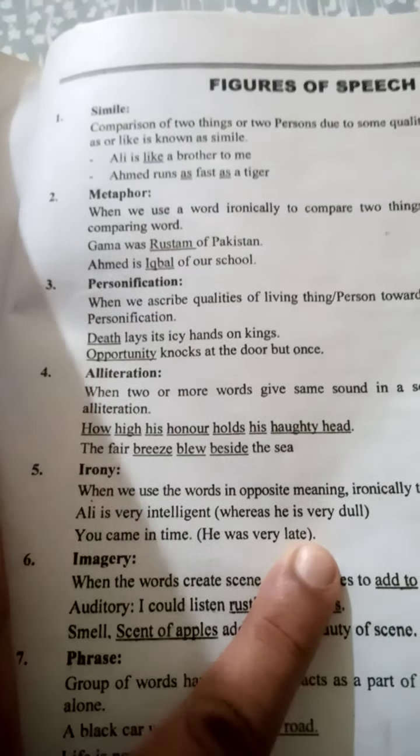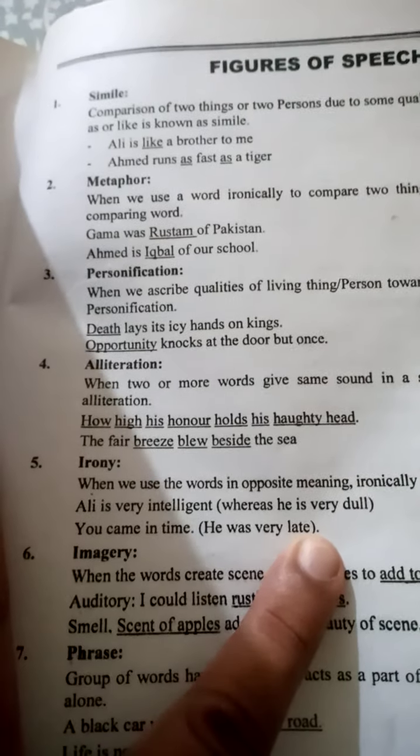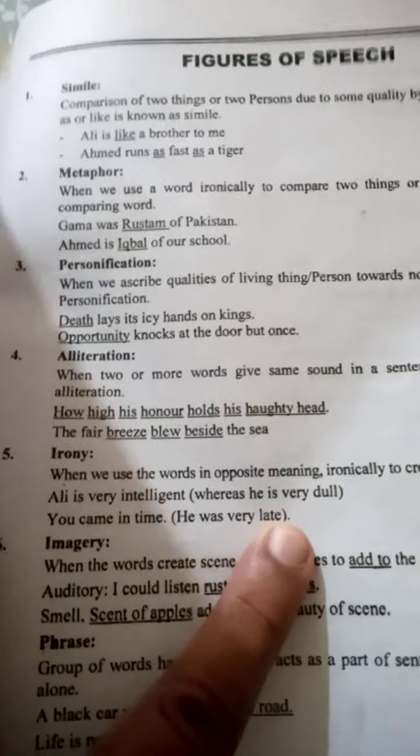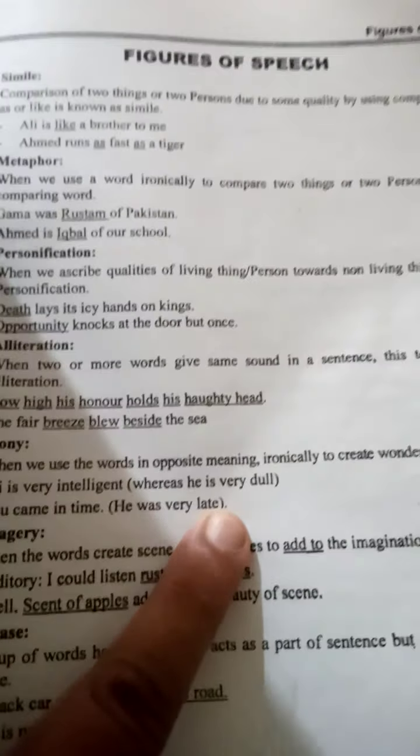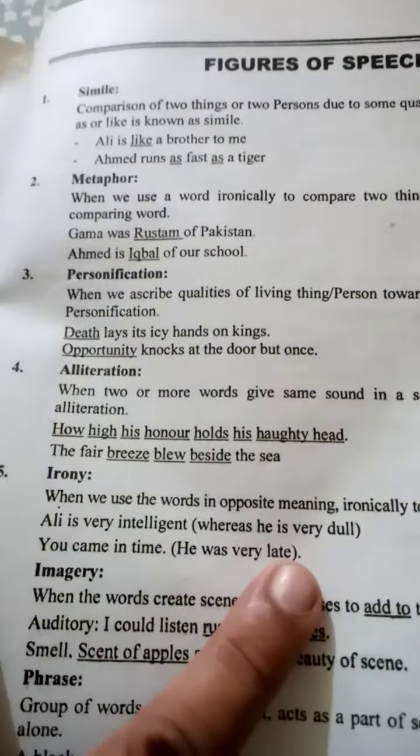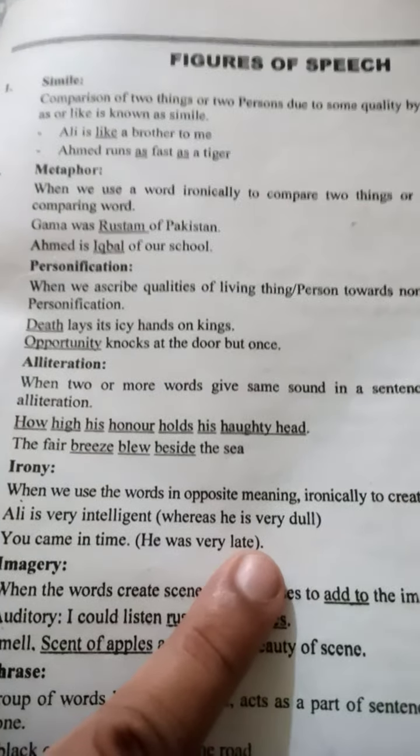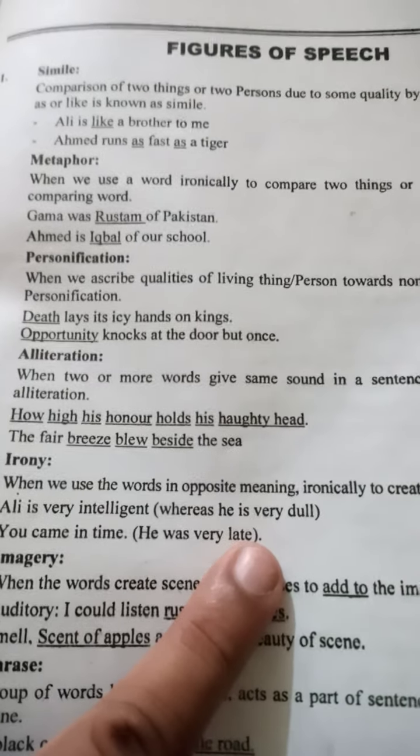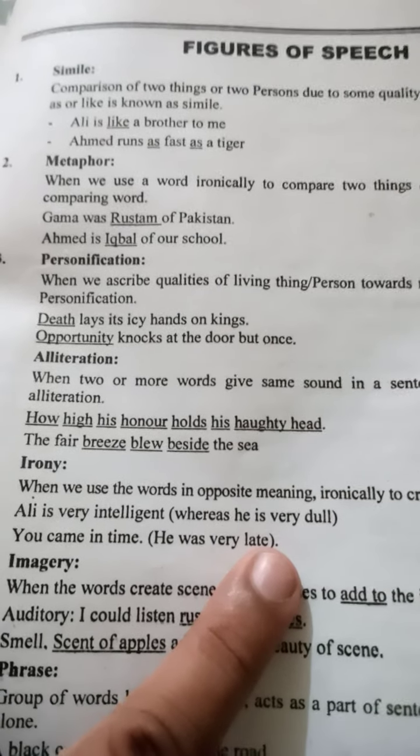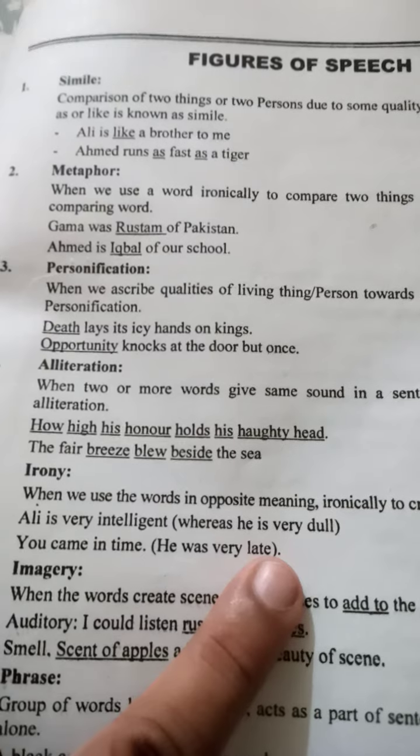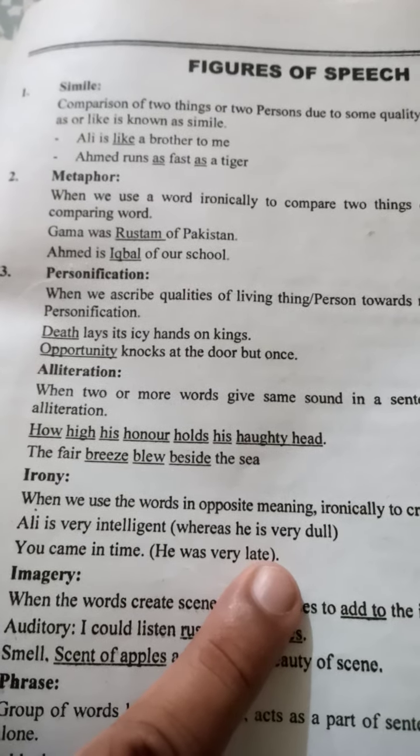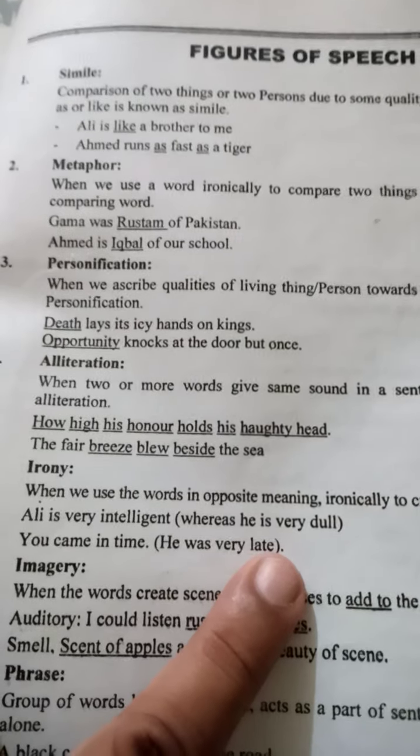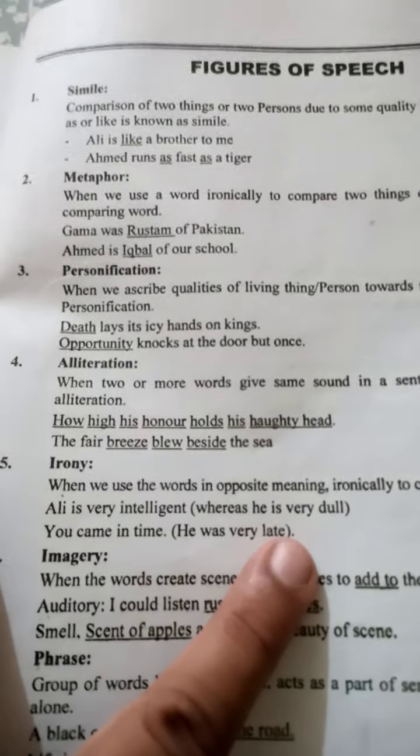So students, then second is metaphor. When we use a word ironically or critically to compare two things or two persons without any comparing words as or like, then it will be metaphor. Gama was Rustam of Pakistan. Ali is Tiger of our area. Ahmad is Iqbal of our school. So this is like metaphor.